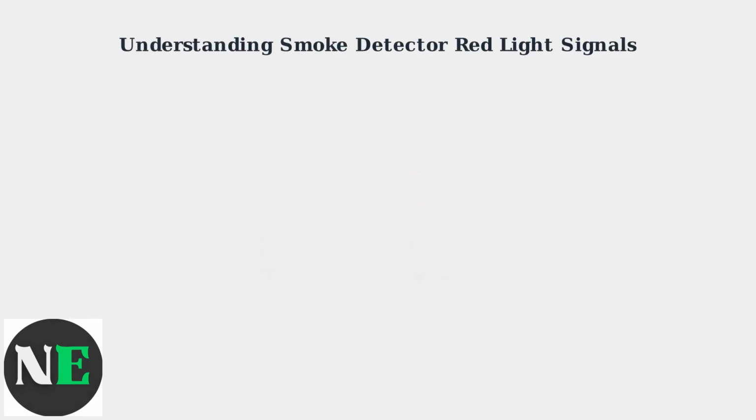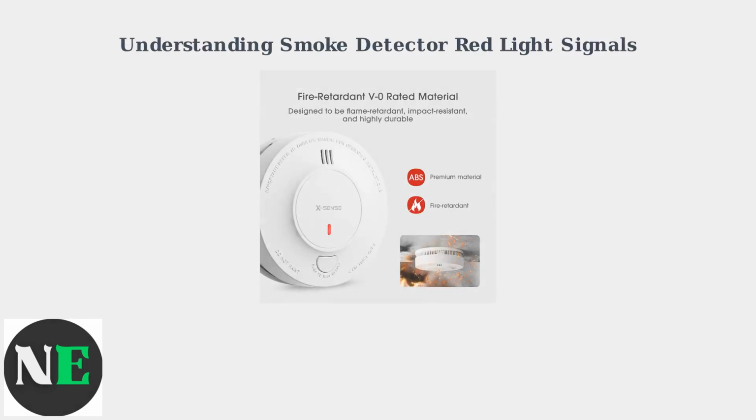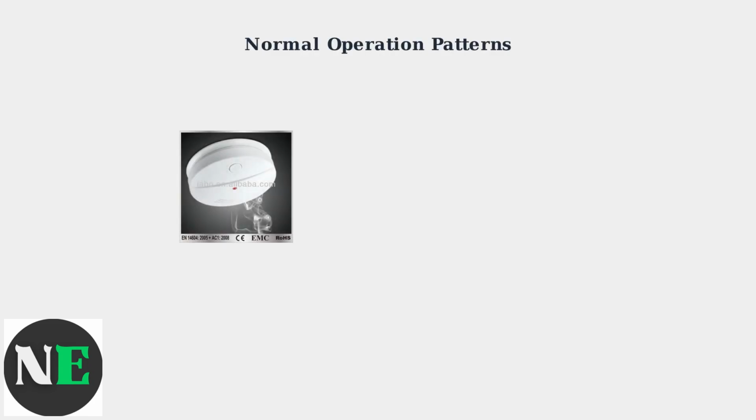A blinking red light on your smoke detector is a visual indicator that communicates different operational states. Understanding these patterns can help you determine if your detector is working properly or needs attention. During normal operation, your smoke detector will display specific blinking patterns to indicate it's functioning correctly. A slow, steady blink every 30 to 60 seconds indicates normal functioning and that the detector is receiving power properly.